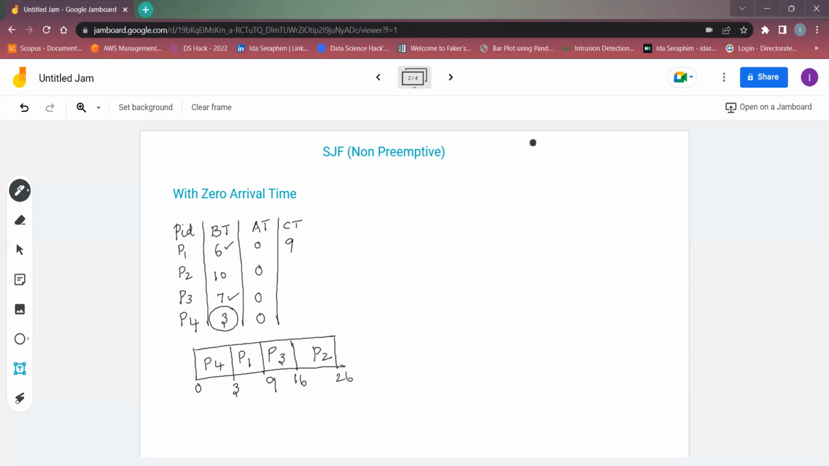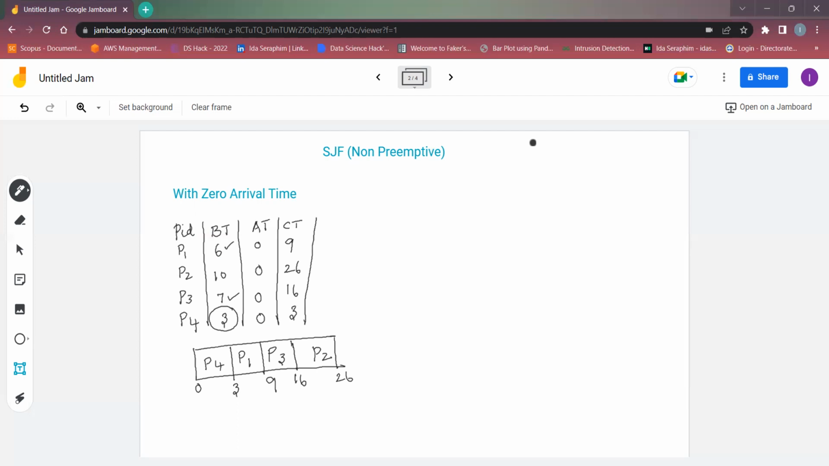And what about your P2? P2 gets completed at 26. And P3 gets completed at 16, right? It gets completed at 16. And your P4, it is getting completed at 3. Okay, so the completion time we are done with.